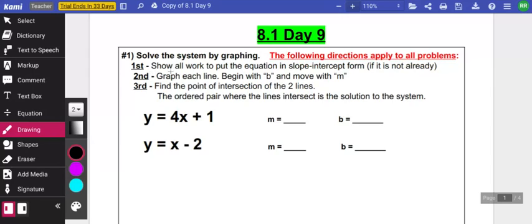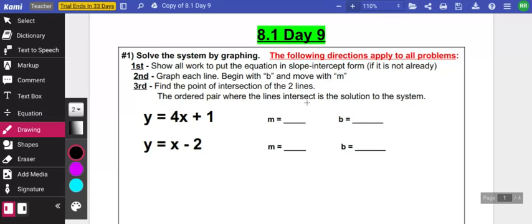So first, show all work to put the equation in slope-intercept form if the equation is not already in slope-intercept form. Number 2, graph each line. Remember to begin with B and then move with M to form your line. And then third, find the point of intersection of the two lines because the point of intersection is the solution. So the ordered pair where the lines intersect is the solution to the system.